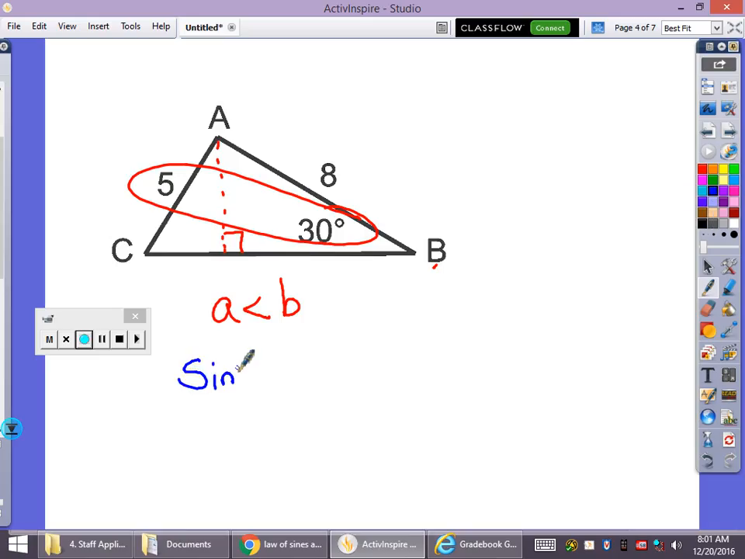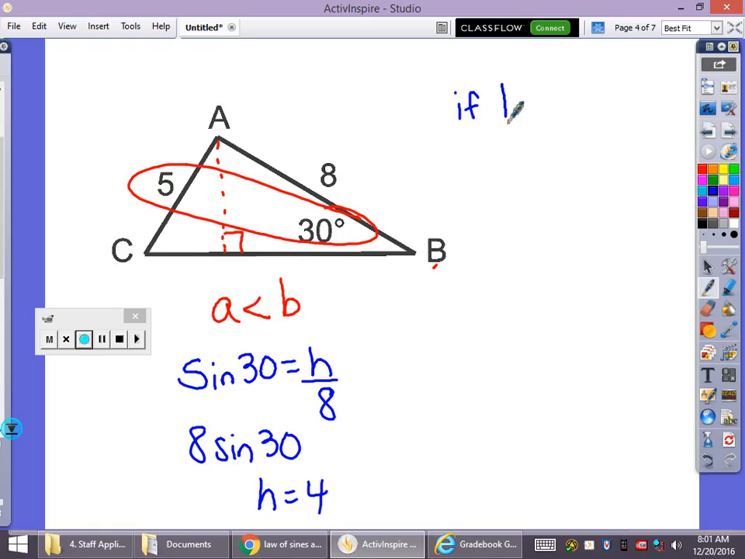Sine 30 equals H over 8. 8 times the sine of 30 is exactly 4. That's beautiful. H equals 4. Is that smaller than A? Okay, so this is the ugly case. If H is smaller than A, there are two possible triangles. So this is the most work you would have to do. We're going to do that one right now.